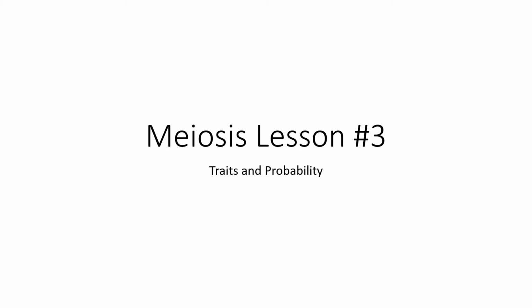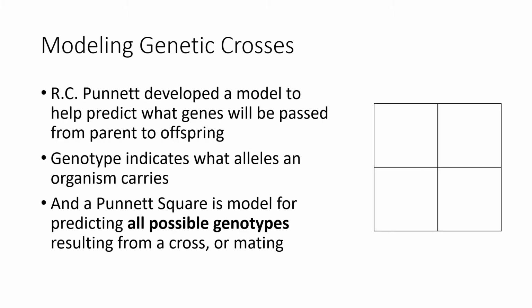Right, this is going to be a review of lesson 3 on meiosis, which is on traits and probability. We'll be covering Punnett squares, dihybrid crosses, and pedigrees. So this will help you both on your notes packet as well as your Punnett square and dihybrid cross worksheets.